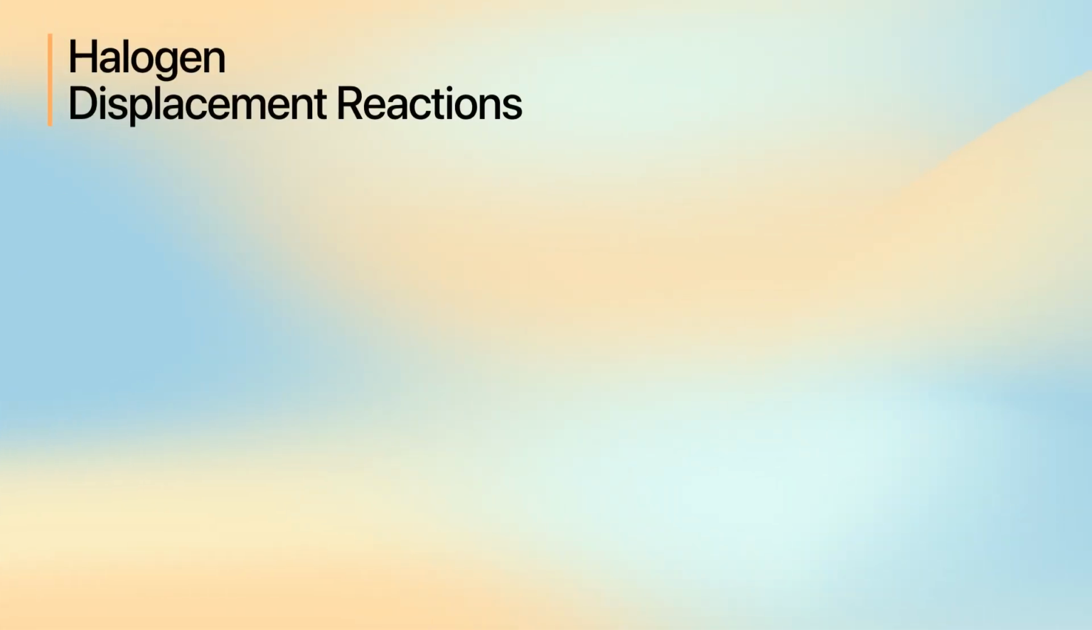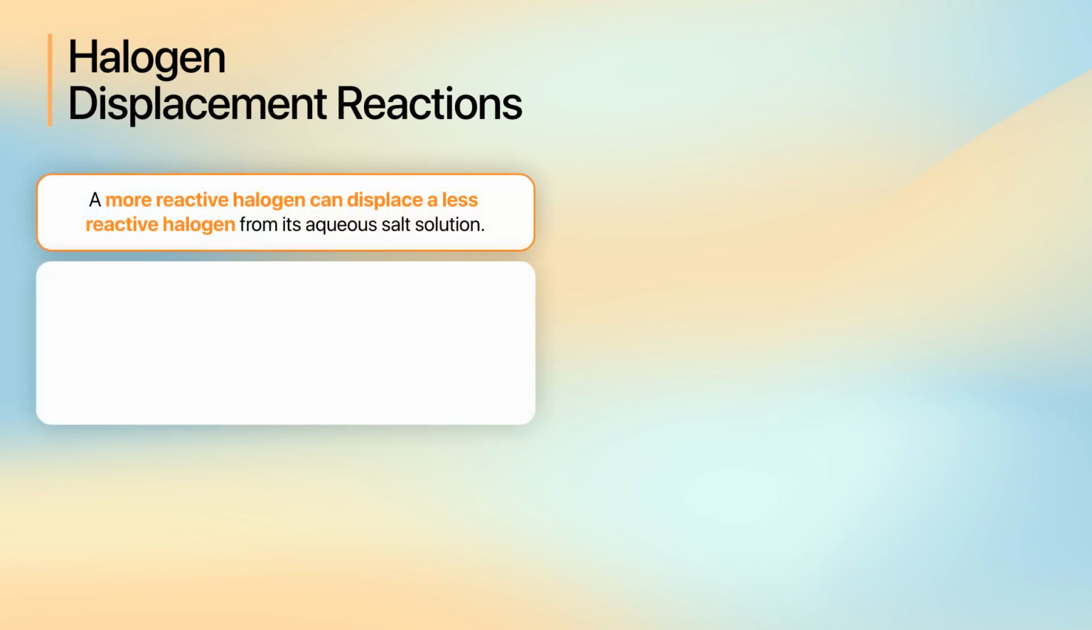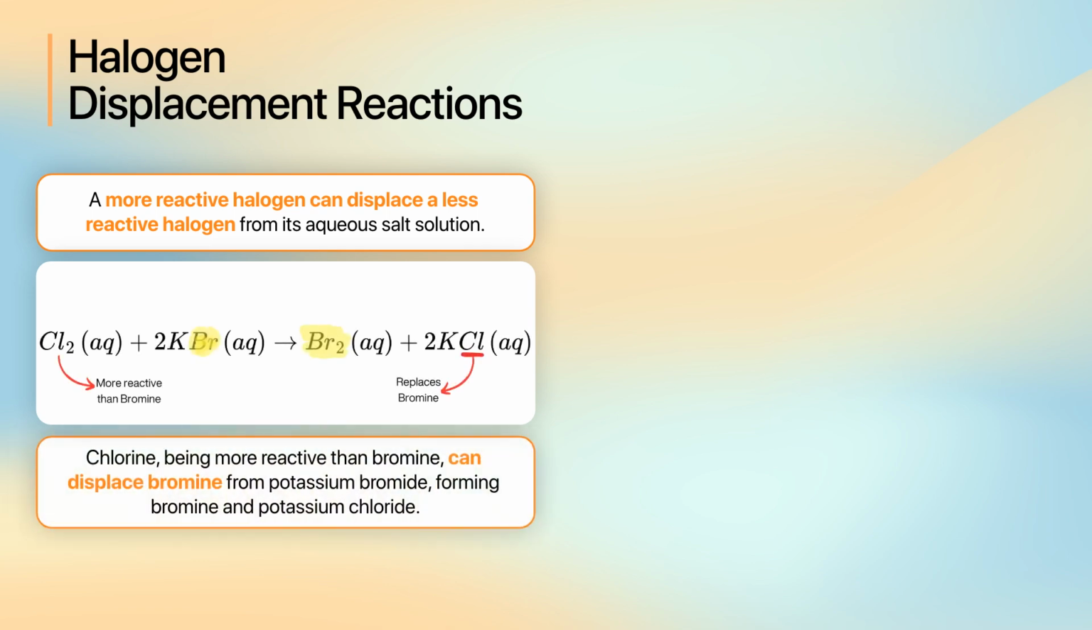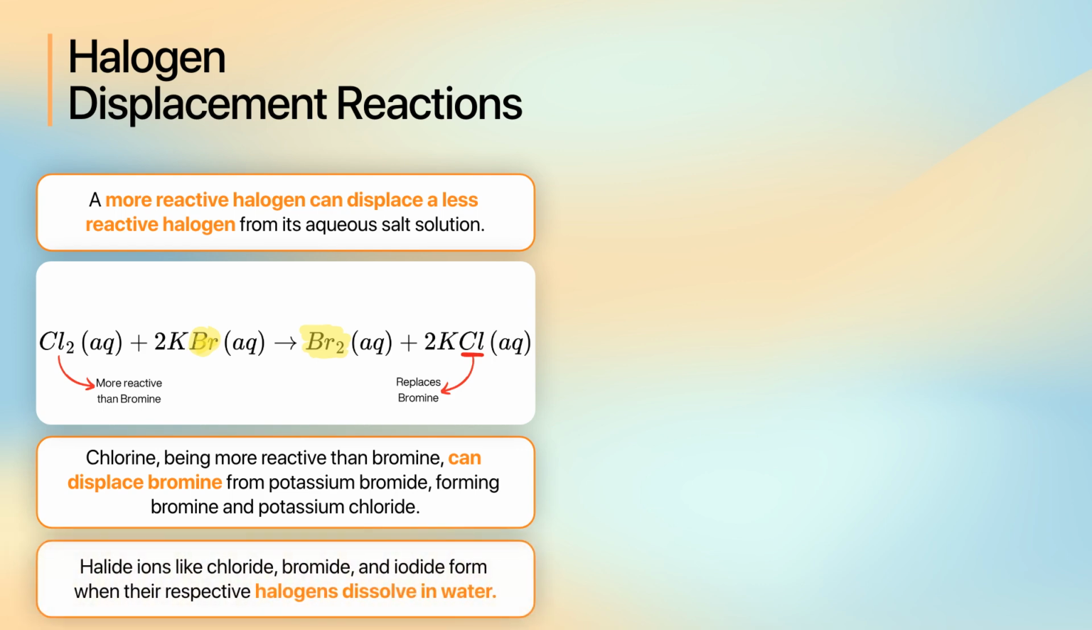In today's lesson, we looked at reactions involving halogens, noting that a more reactive halogen can displace a less reactive halogen from its aqueous salt solution, with reactivity decreasing down group 7 of the periodic table. For example, chlorine, being more reactive than bromine, can displace bromine from potassium bromide, forming bromine and potassium chloride. This principle is rooted in the relative reactivity of halogens, where halide ions like chloride, bromide, and iodide form when their respective halogens dissolve in water.